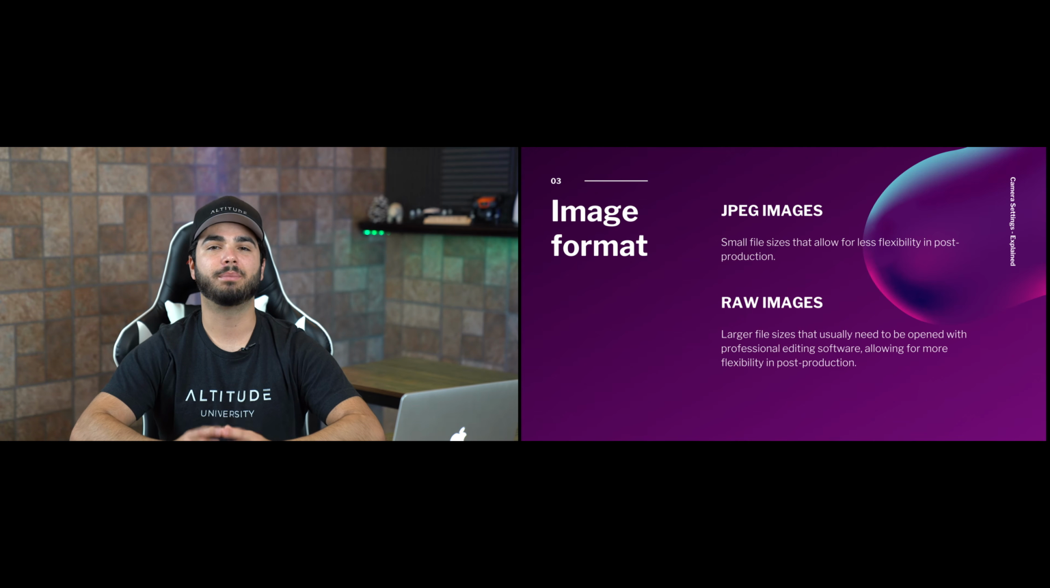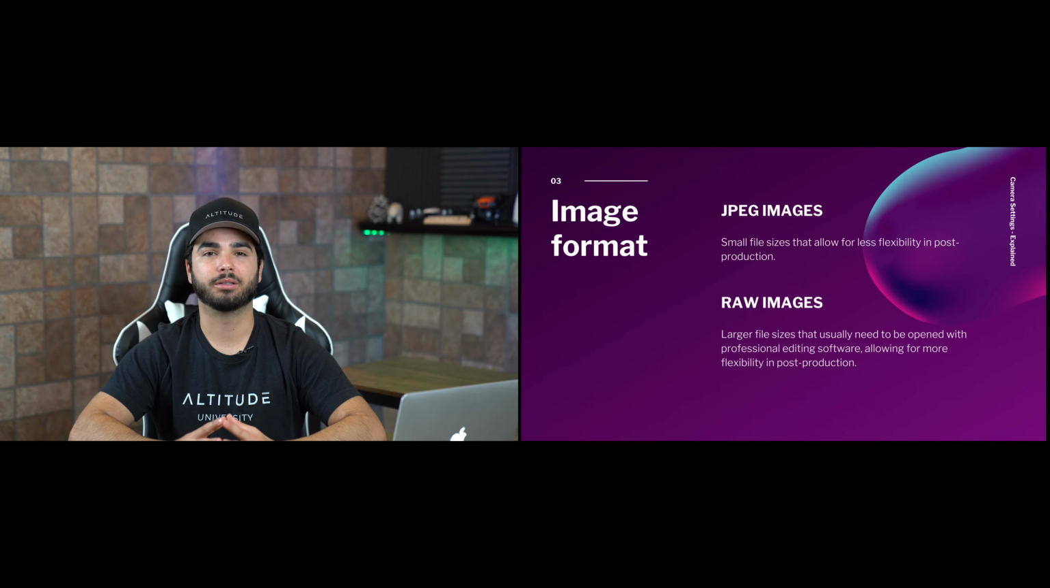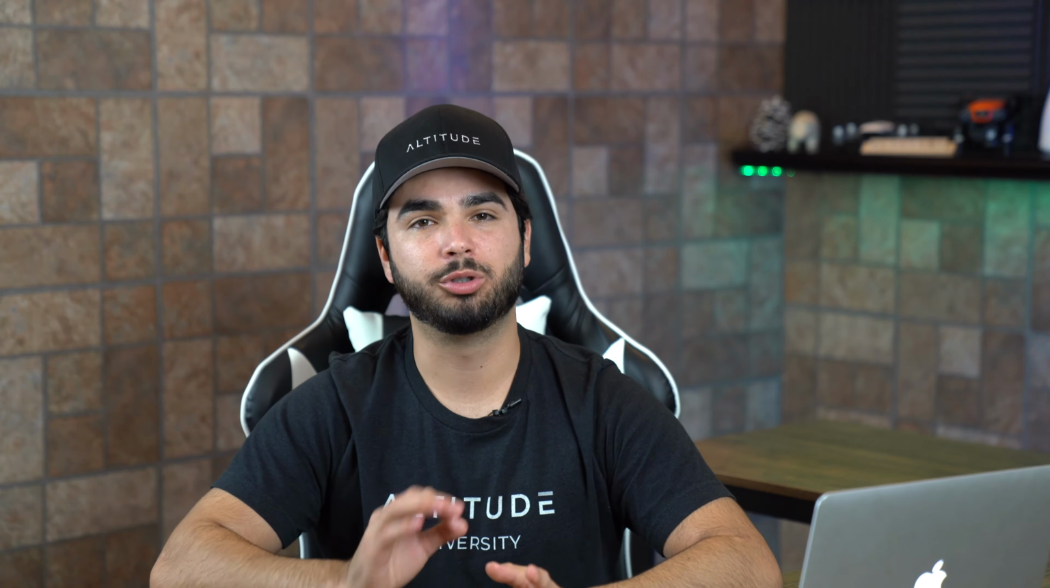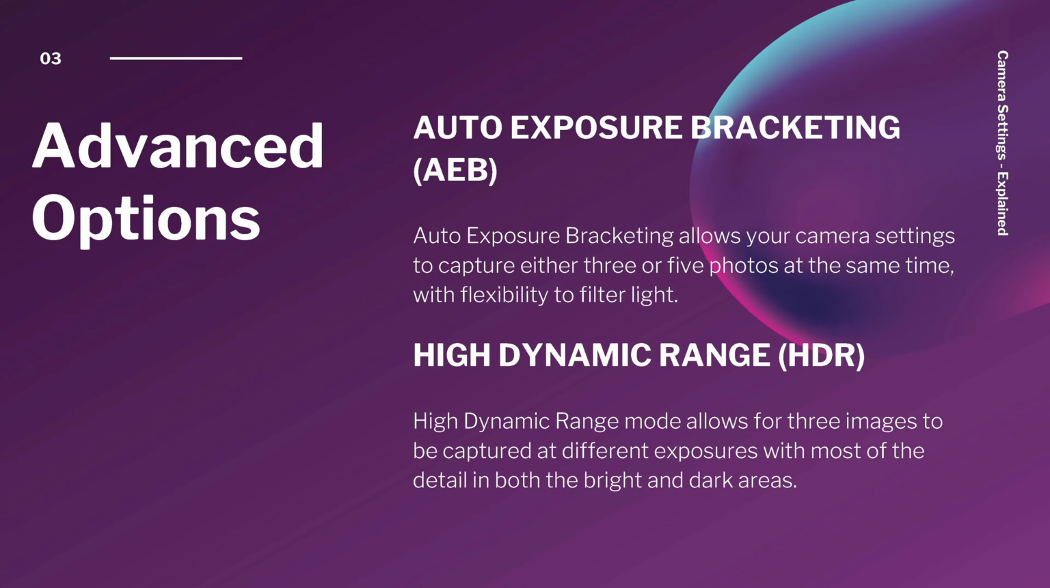And lastly, we have some image format advanced options. These are very important options and can be used to really separate yourself from the competition. As we mentioned, the AEB bracketing is very important. Auto exposure bracketing allows your camera settings to capture either 3 or 5 photos at the same time, allowing for that underexposed, the regular, and then the overexposed, and you're going to be able to edit that in software like Photoshop with more flexibility to filter the light.